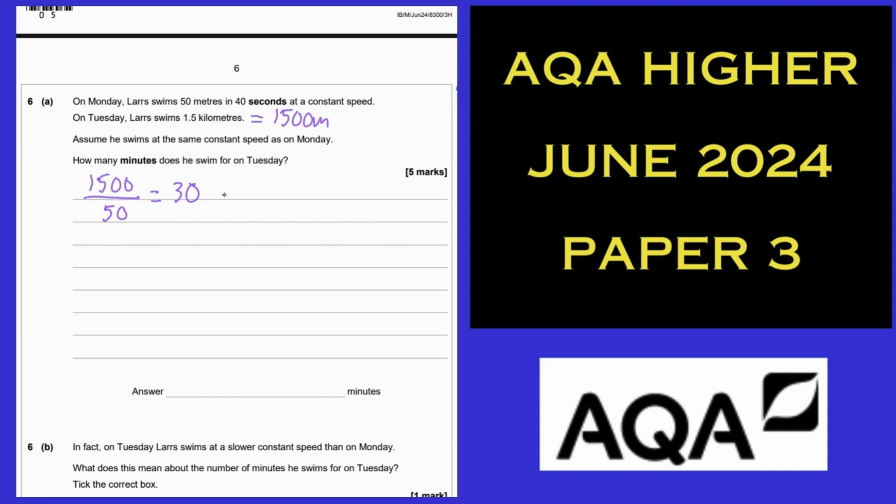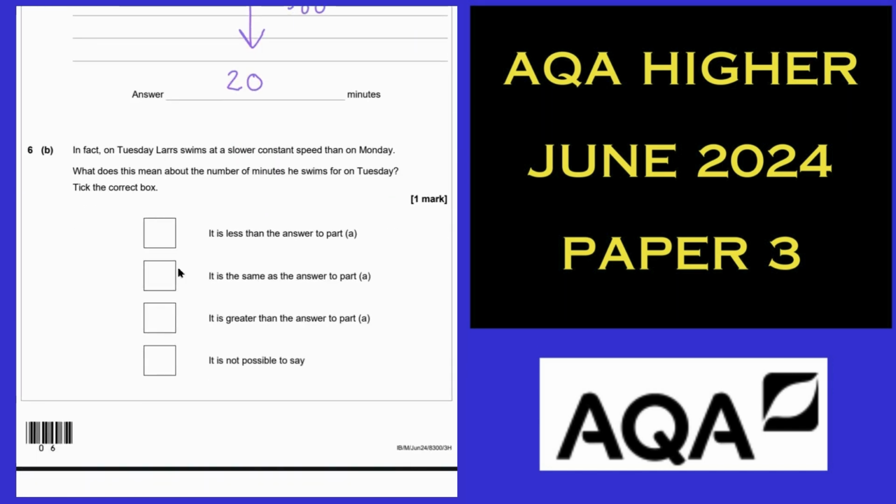Well, if it's 30 times further, it will take him 30 times longer. And that's in seconds. So this answer of 1,200, also in seconds. To convert to minutes, divided by 60. And hey presto. Part B, another AQA tick box. In fact, Lars swims at a slower rate, so he's swimming at a slower speed, but he's still doing the same distance. That means he needs to swim for a longer period of time. It needs to be greater.